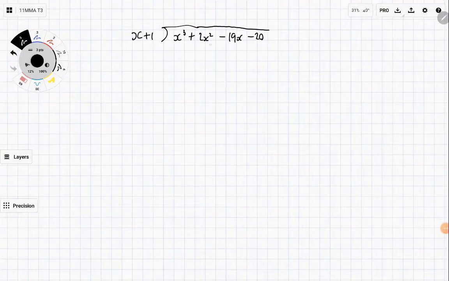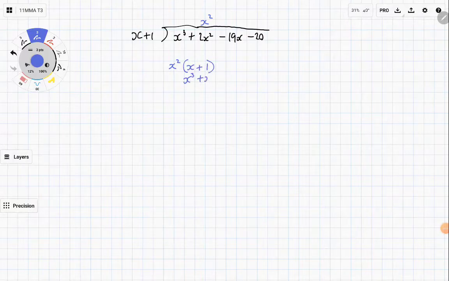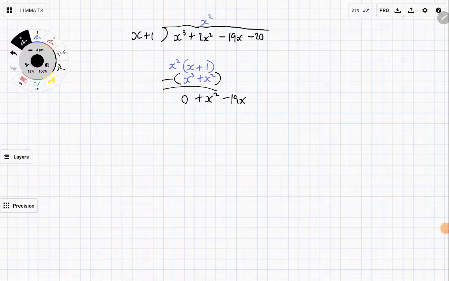Alrighty, so to make x look like x to the 3, I'm going to multiply it by x squared. Expand out the brackets, I get x to the 3 plus x squared. Now I do my subtraction. X to the 3 minus x to the 3 is nothing. 2x squared minus x squared is x squared. Bring the 19 down. Alrighty, new game. How do I make x look like x squared? Well, multiply it by x.